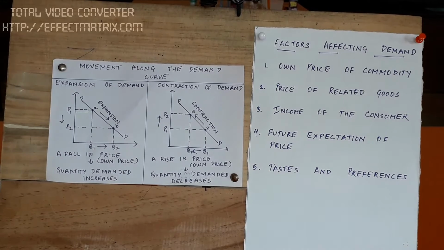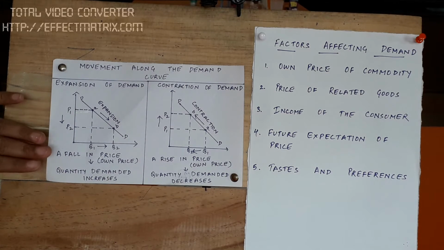Start. Since the focus is on the graphical representation of demand, we will see how the change in any factor of demand impacts the demand curve. Now, as visible here, these are the determinants of demand: own price of the commodity, price of related goods, income of the consumer, future expectations of price, and taste and preferences.